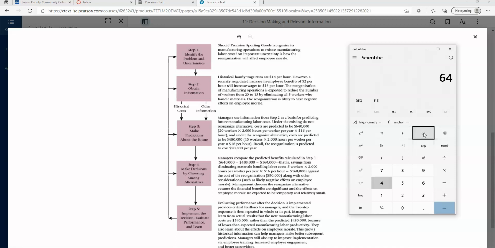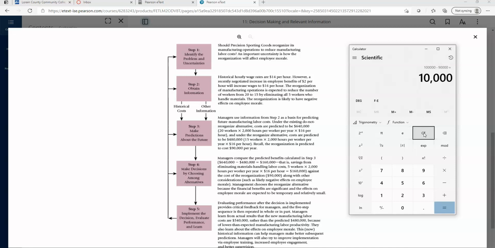So we had $640,000, and we were expecting the labor costs to be $480,000, but actually they were $540,000. So what was our actual difference? Our actual difference in labor costs was $100,000. Still not too bad, but don't forget we had the cost of reorganizing, which was $90,000. So our true actual savings, $10,000.